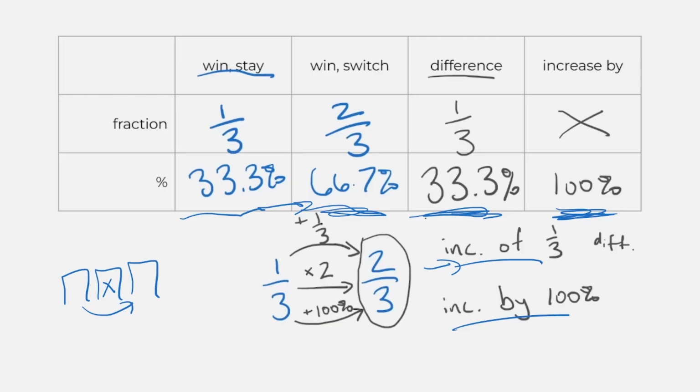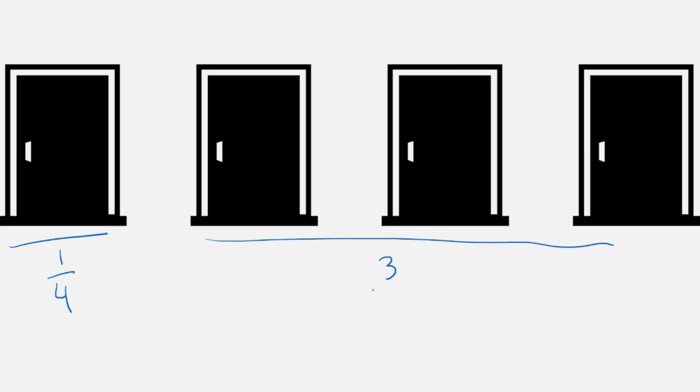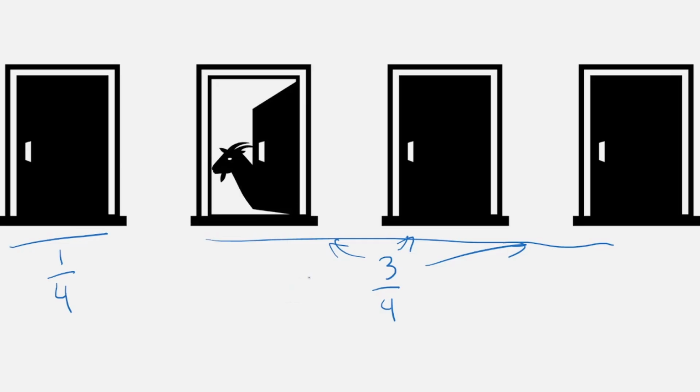So I want to play this game again, but with 4 doors. So let's take a look. Okay, again, I'm going to pick this door. That's a 1 out of 4 chance that the car is here. And then over here, that leaves a 3 out of 4 chance, split evenly, that the car is on this side. Our host comes along, reveals a goat. Now, this is no longer an option. So this 3 out of 4 is only split between these 2 doors.